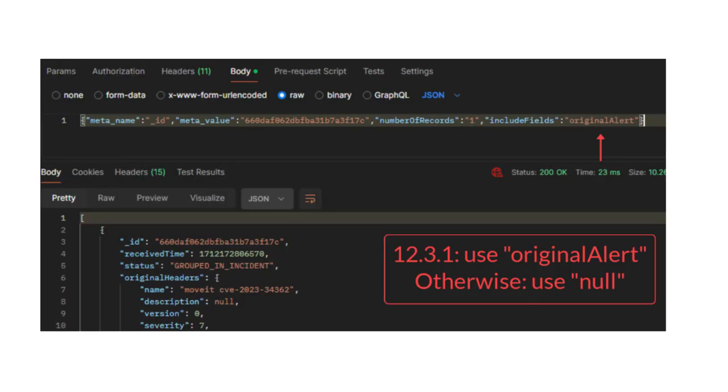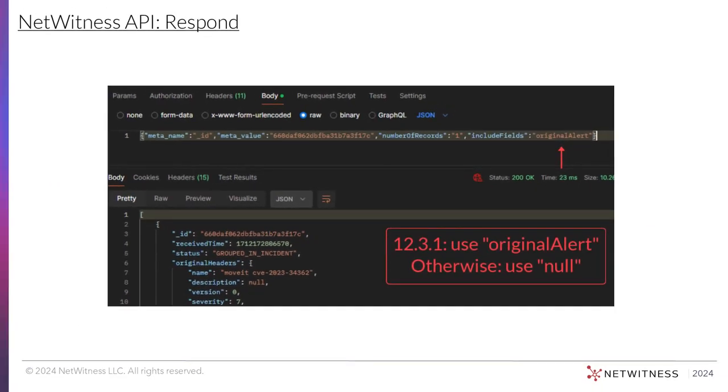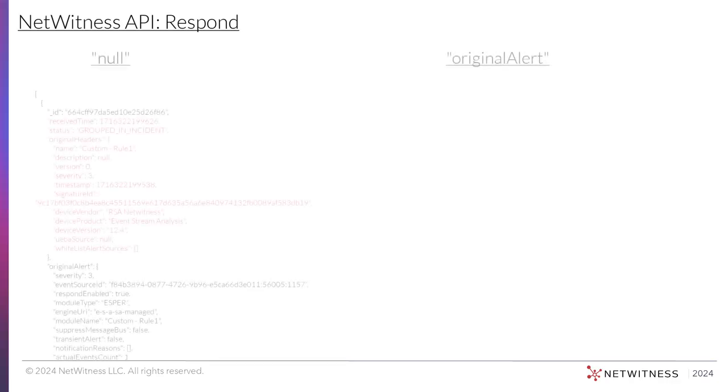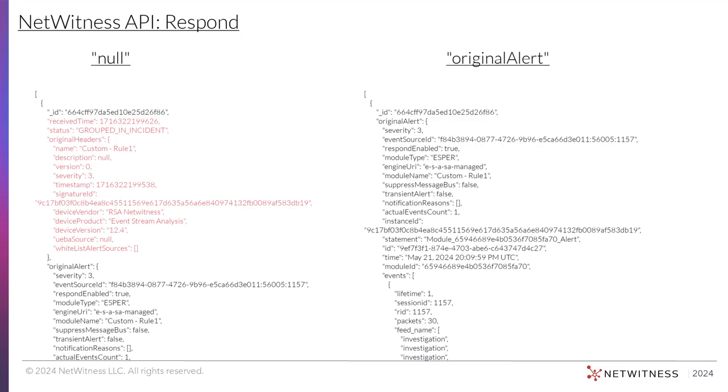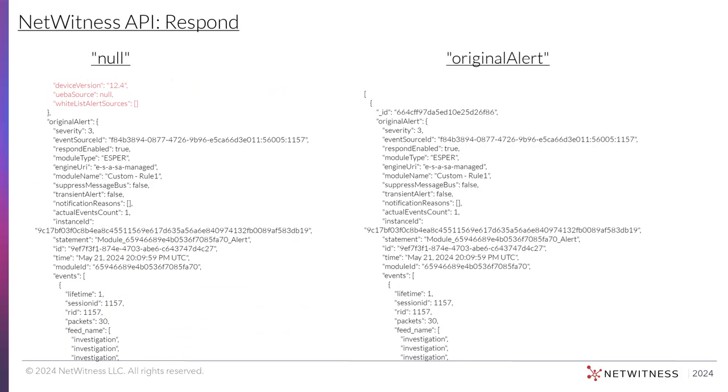If you are already on 12.4 or any pre-12.3.1 version, use null here. If you are on 12.3.1, just use original alert for now, and consider switching to null later if you need that extra info in the results. Let's take a quick look at those JSON objects. Side by side, we can see that the result when using include fields equals null has more information, but probably not much that's going to inconvenience you.